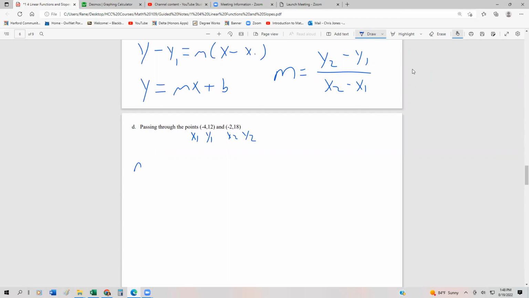And so our slope m is going to be 18 minus 12 divided by -2 minus -4. And so the numerator just becomes 6. The denominator is going to become 2. And so our slope is 3.